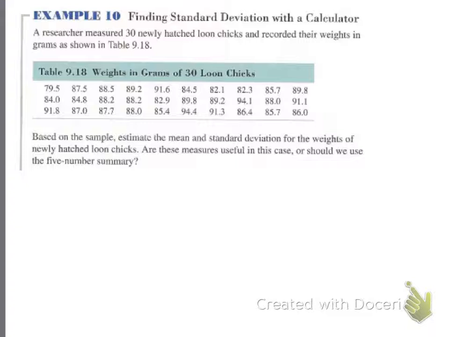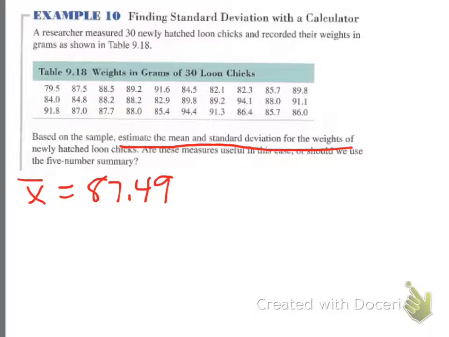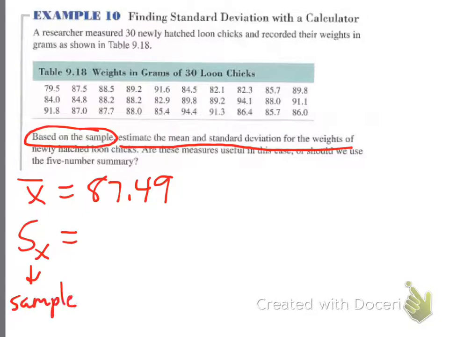So when we do standard deviation, we're going to use our one variable stats. Use your calculator. So x bar says estimate the mean and standard deviation for the weights. So x bar is 87.49. And then now we are going to use s sub x, because we're only doing a sample, and it says based on the sample. So because it's a sample, we have to use the sample, not the whole population. So that s sub x is, I believe, 3.51.